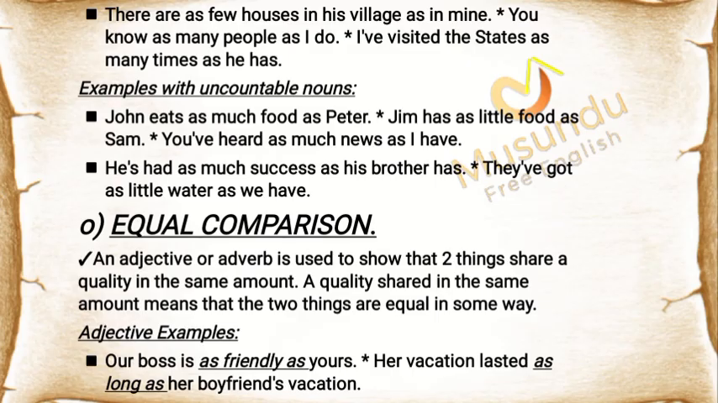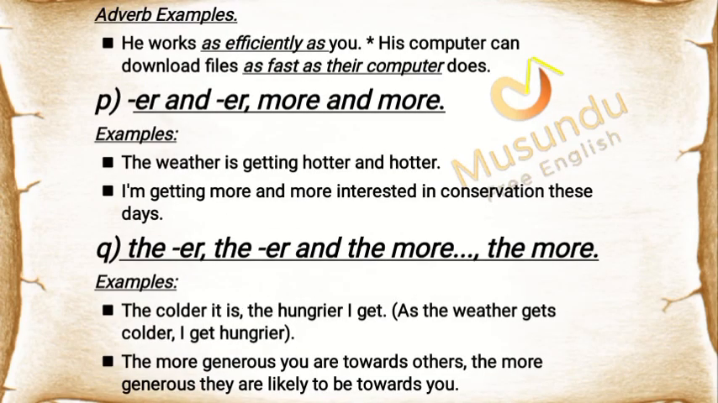O, equal comparison. An adjective or adverb is used to show that two things share a quality in the same amount. A quality shared in the same amount means that the two things are equal in some way. Adjective examples: our boss is as friendly as yours. Her vacation lasted as long as her boyfriend's vacation. Adverb examples: he works as efficiently as you. His computer can download files as fast as their computer does.